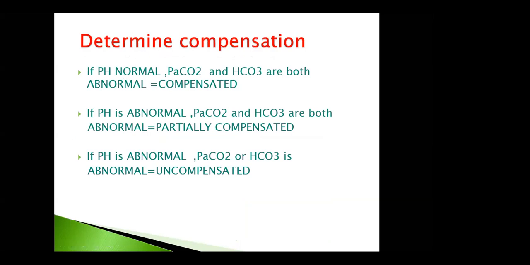Determination of compensation: again, we have to memorize these rules. If pH is normal and PaCO2 and bicarb are both abnormal, it's a compensated state. If pH is abnormal and PaCO2 and bicarb are both abnormal, it's a partially compensated state. But if pH is abnormal and only PaCO2 or bicarb is abnormal, it's an uncompensated state.